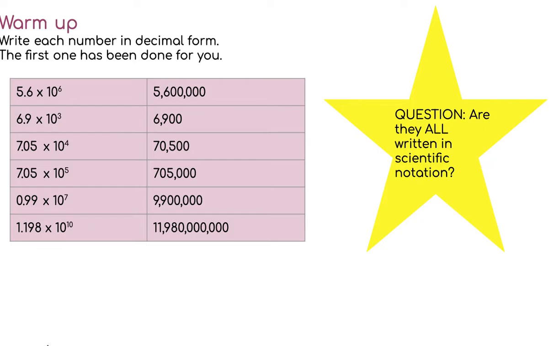Now, the question in yellow: are they all written in scientific notation? These numbers on the left, most of them are, but there's this one here, 0.99 times 10 to the power of 7. This is not. The reason it is not, hopefully you discussed that, is that it is lower than 1. So if we wanted to correct this, we would change the decimal point to go in between the 9s, and that would also affect the exponent.